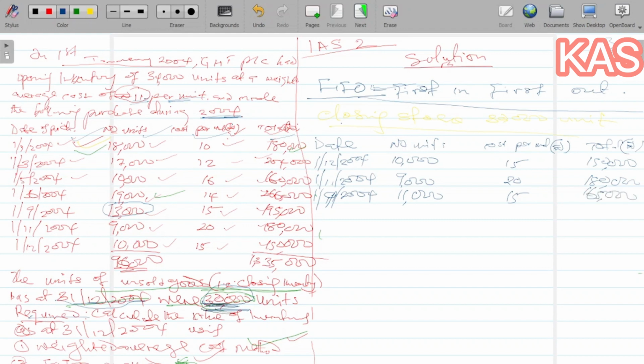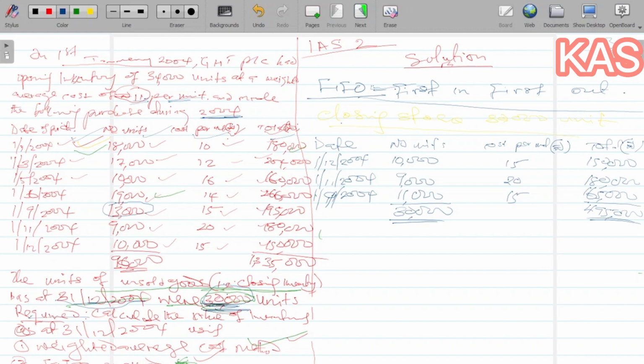So we have 165,000. When we add the three together, we will have 195,000. That is what we will have. Then our quantity will be 30,000 units. So this is our closing inventory using FIFO.